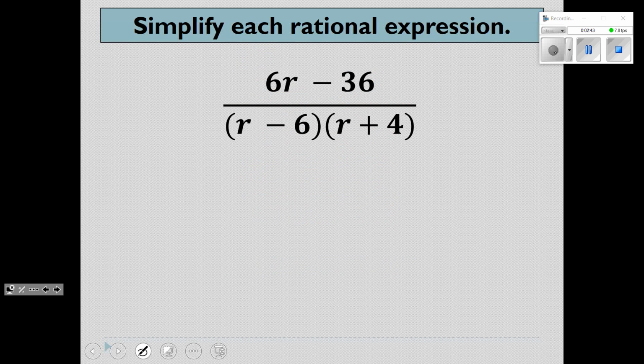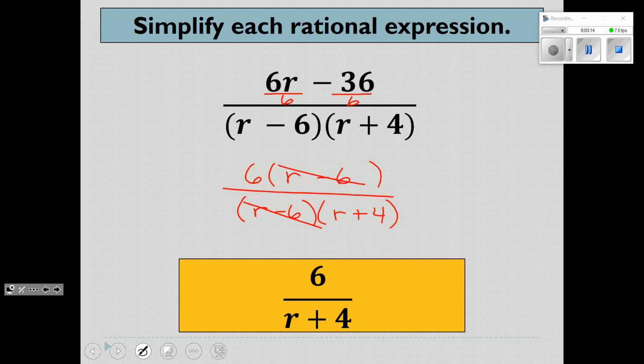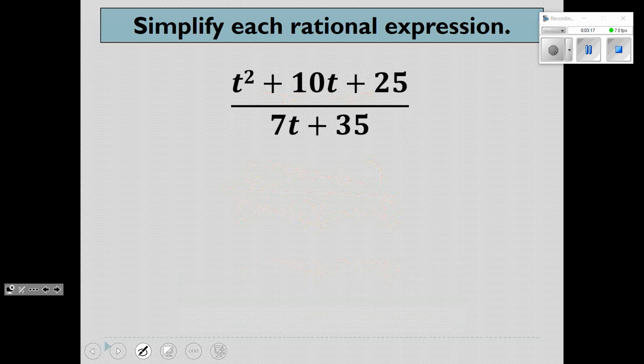At the top, do we have the difference of two perfect squares? Everything's a perfect square except the r, so that is not the difference of two perfect squares. What is the greatest common factor? The greatest common factor is 6, so we're going to factor it out. And now divide both of those terms by 6. That leaves us with r minus 6. The bottom is already factored for us. Isn't that nice? And then we have the same binomial on top as on the bottom, so they cancel out. And that leaves us with a 6 on the top and an r plus 4 on the bottom.